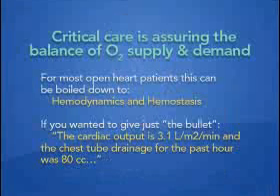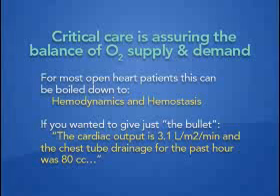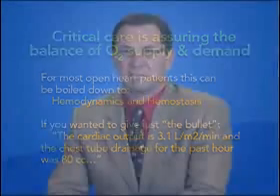If you wanted to just give the bullet when you're reporting on your patient in the ICU, for example, you might say something like this. The cardiac output is 3.1 liters per meter squared per minute, and the chest tube drainage for the past hour was 80 cc's. That would tell me a lot about oxygen supply and demand.